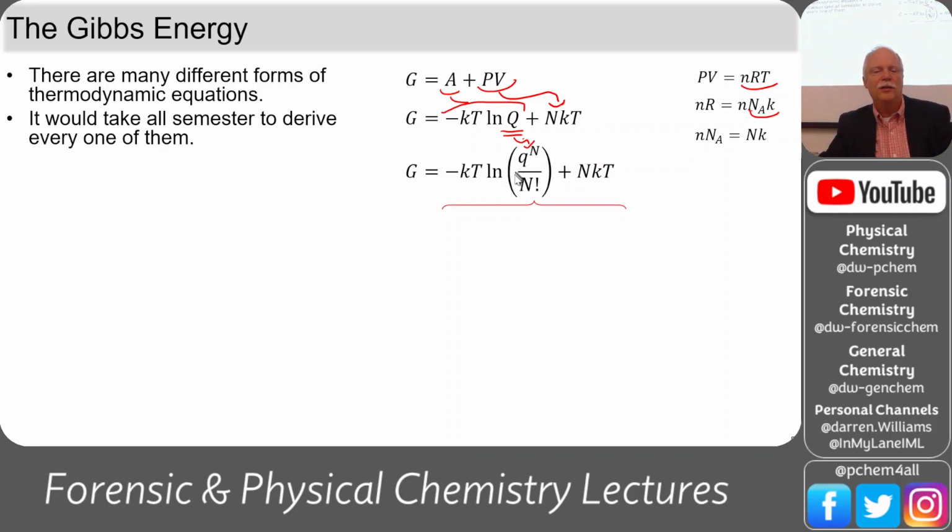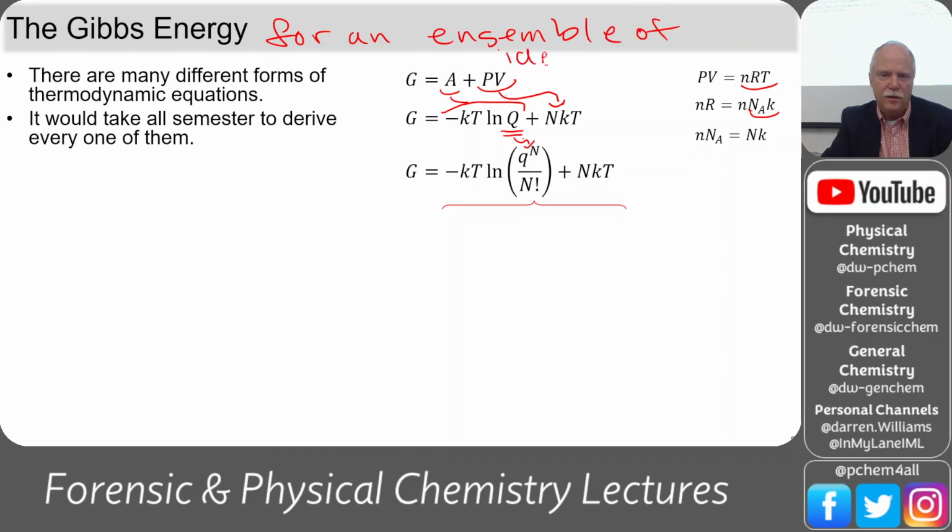Now, we also are dealing with probability, and we don't want to overcount. Those water molecules are not unique. They're indistinguishable. And so that's where we have this divide by the number of particles factorial. So this is what we're doing, the Gibbs energy for, I'll say, an ensemble. For an ensemble of identical particles.